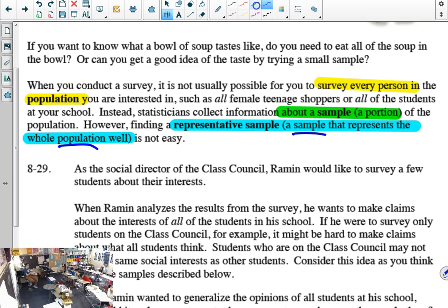Now we know realistically this doesn't always work out perfectly, but according to math, if we do things randomly, we should get a fairly representative sample. Now, if I only have, try and do something really small.